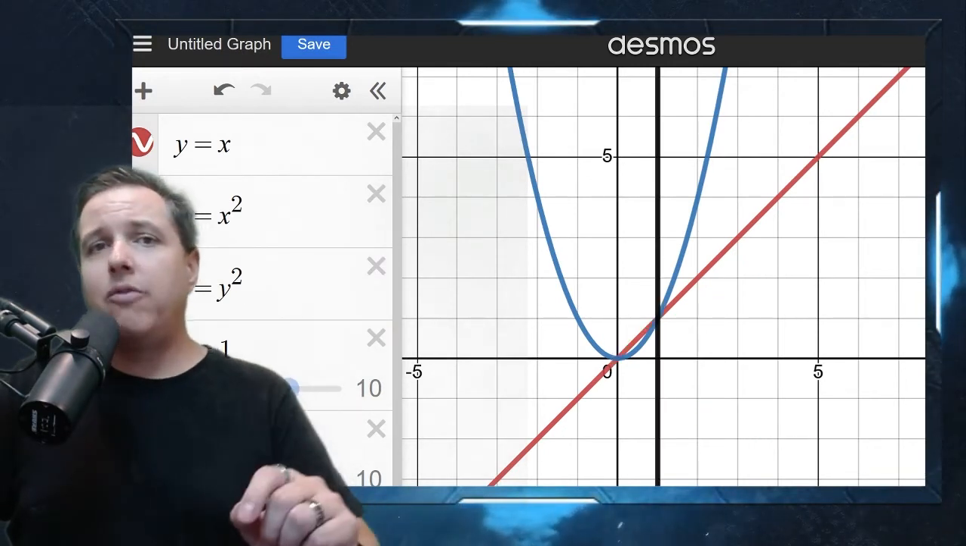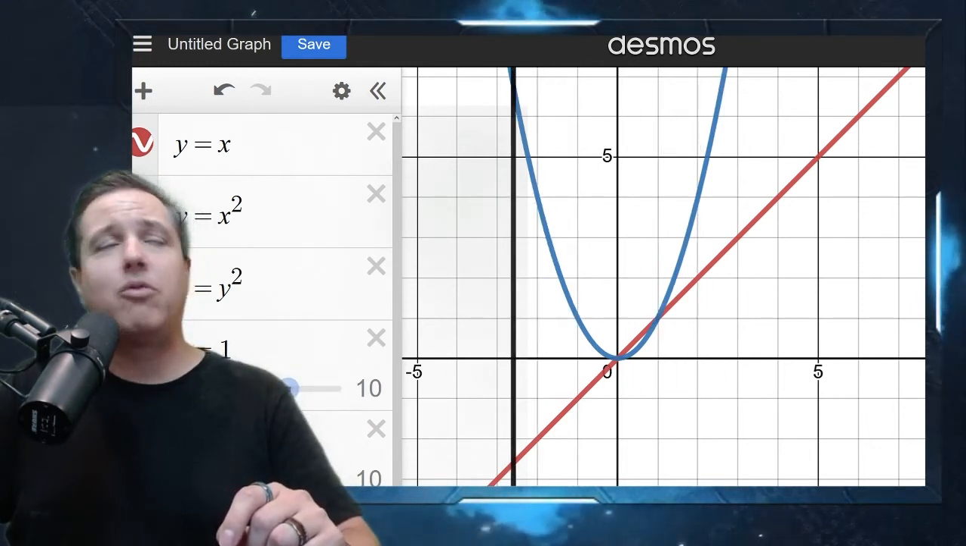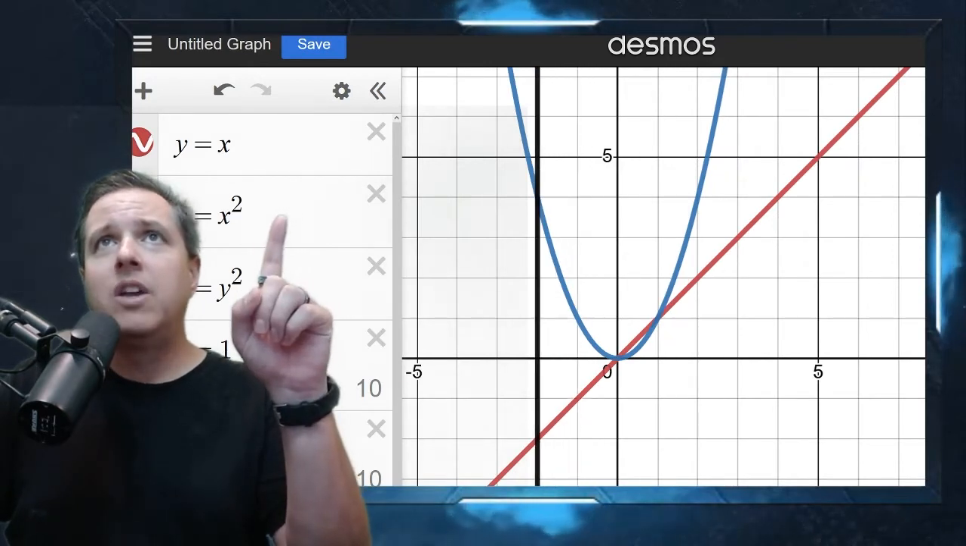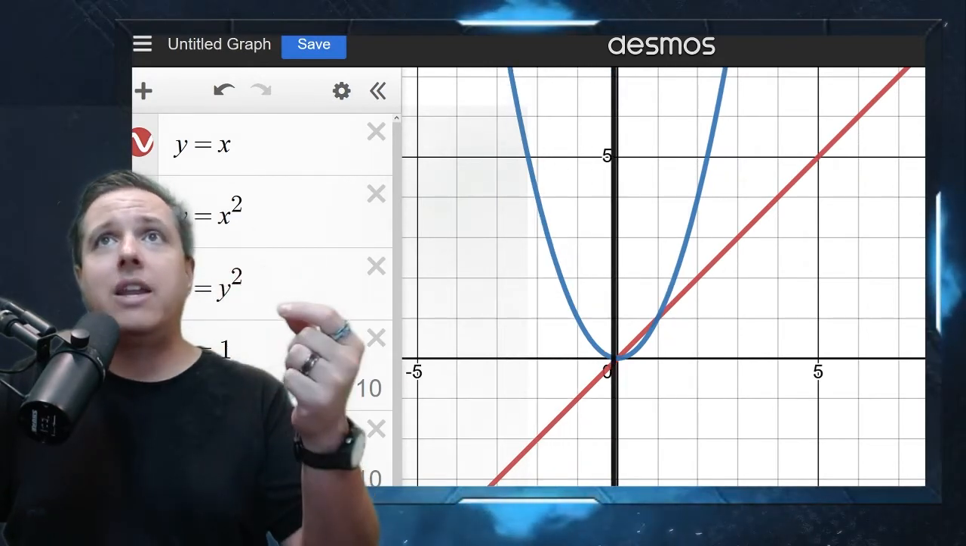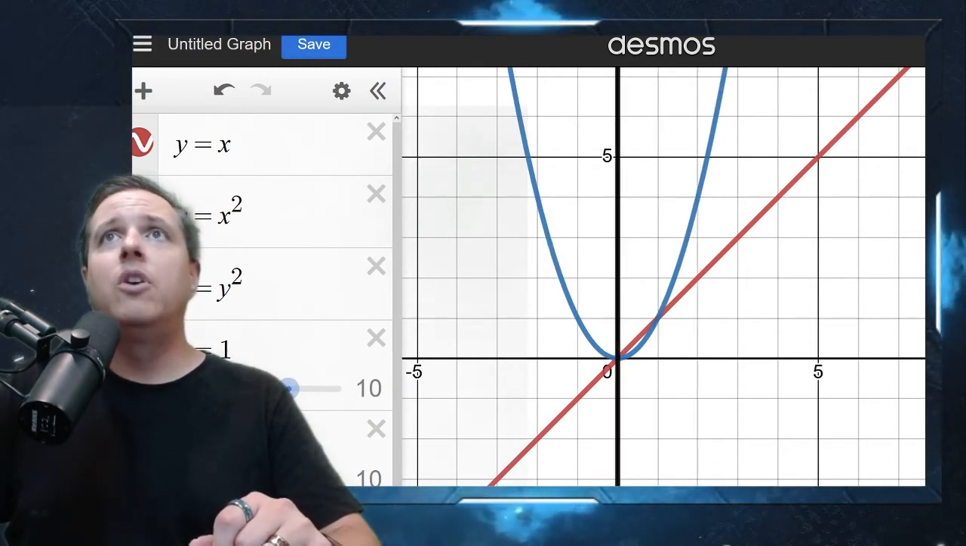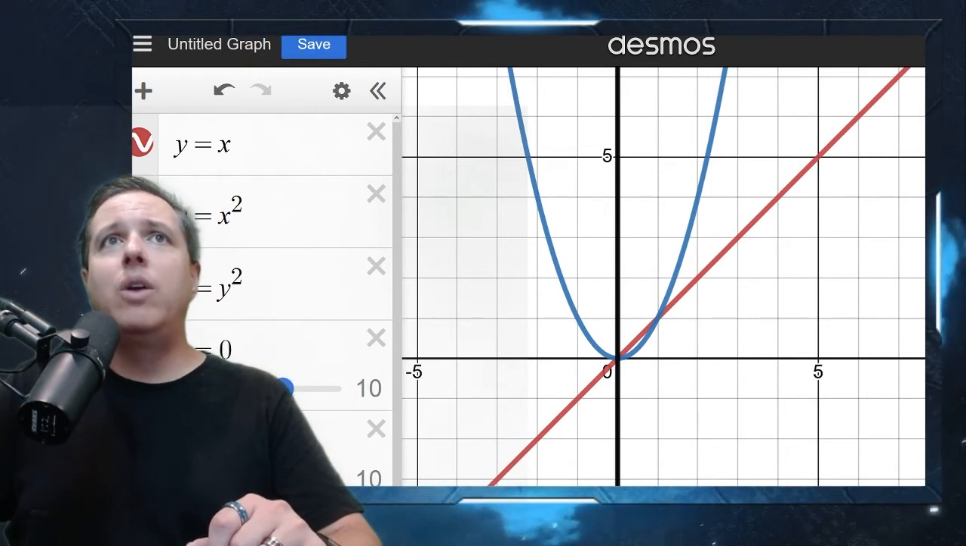So let's go back to our vertical line test. Remember how that works. I'm passing a vertical line over my parabola, and it's only ever hitting the parabola at one point, telling us that this quadratic, this parabola, is in fact a function. Okay. Well, think about what happens to a vertical line when we reflect it across the line y equals x.